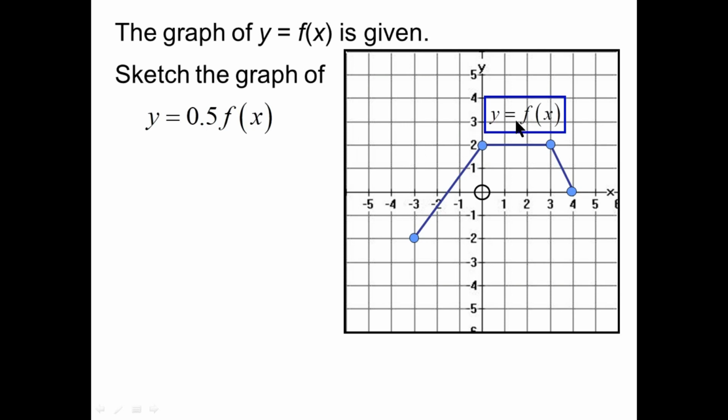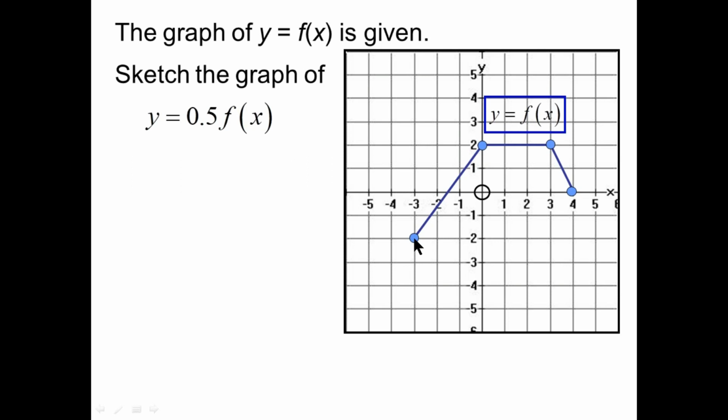Here's a graph of a function y equals f of x, the blue line. We can tell it's a function because it passes the vertical line test, and it's a set of ordered pairs such that for every x there's only one y value. Let's use this to sketch the graph of y equals 0.5 f of x. Now this means the y values will be multiplied by 0.5.